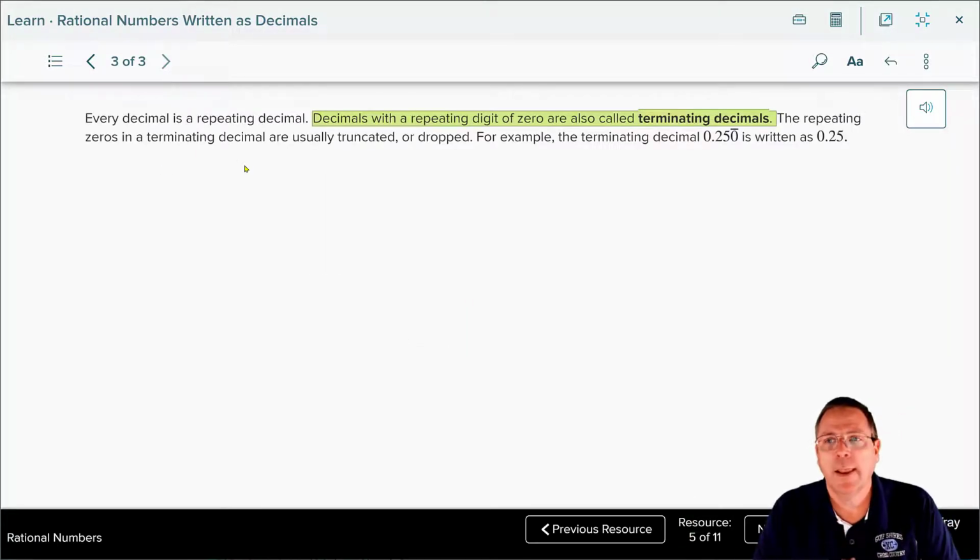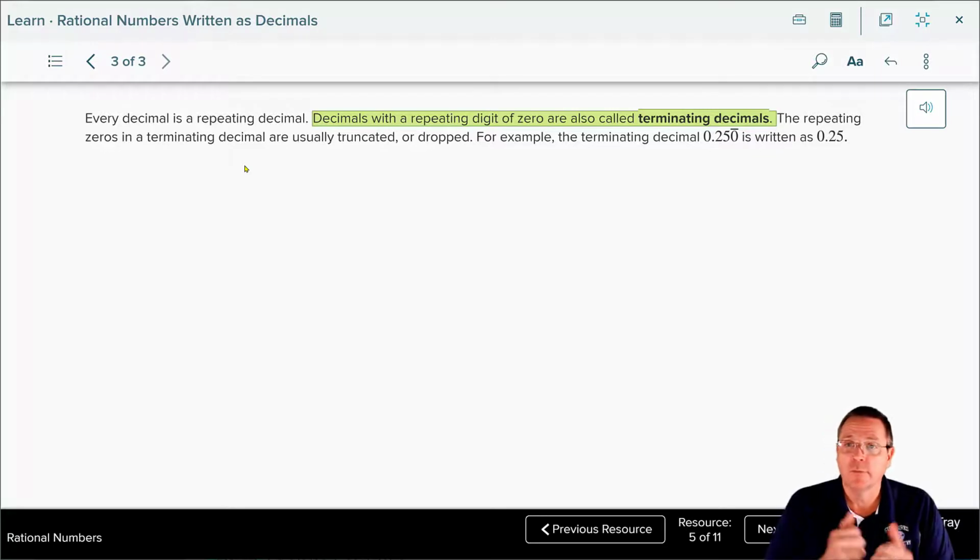And now they give us the definition of a terminating decimal that says every decimal is a repeating decimal because of those zeros. However, decimals with a repeating digit of 0 are called terminating decimals. The repeating zeros in a terminating decimal is usually truncated, which is a fancy word for dropped. For example, the terminating decimal 0.250 repeating is just 0.25.